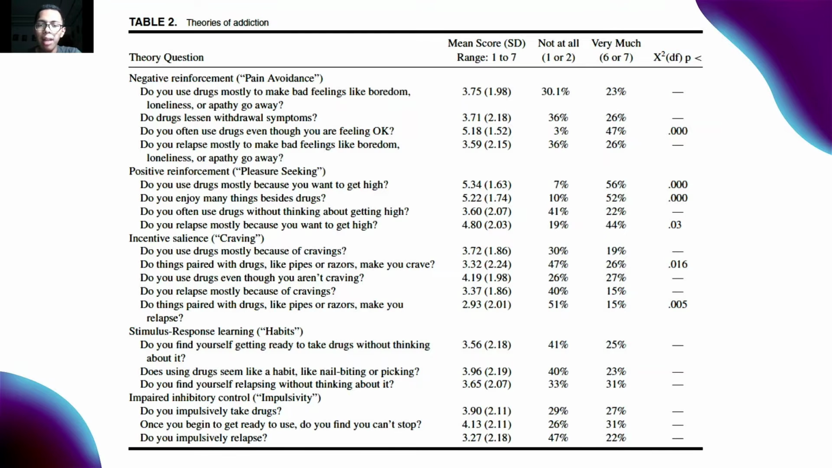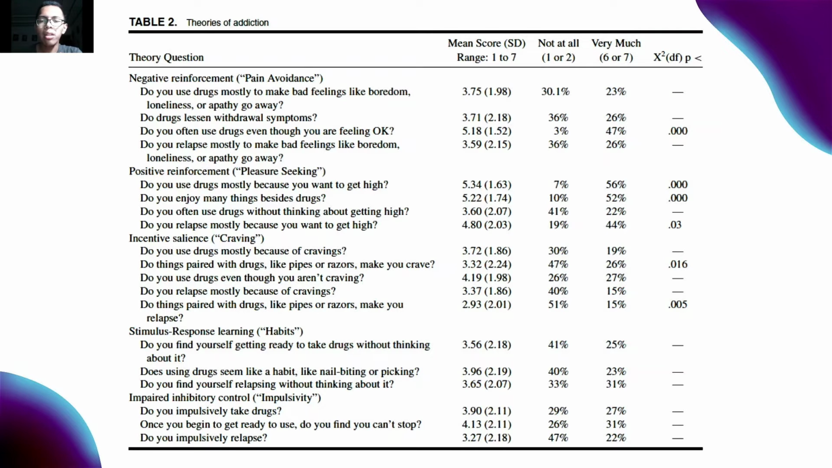Participants also reported that methamphetamine use seems like a habit, like nail-biting or picking. Twenty participants rated impaired inhibitory control as a very important motivation for using drugs. Of these, 14 rated highly the item about beginning to get ready to use without deciding to. Do you find you can stop? Sixteen of these 20 also rated positive reinforcement highly as a motivation for using drugs.